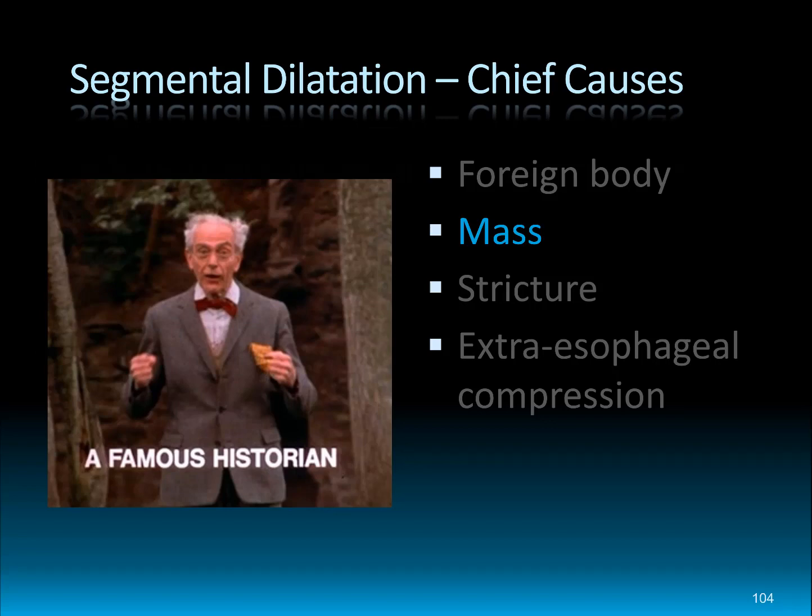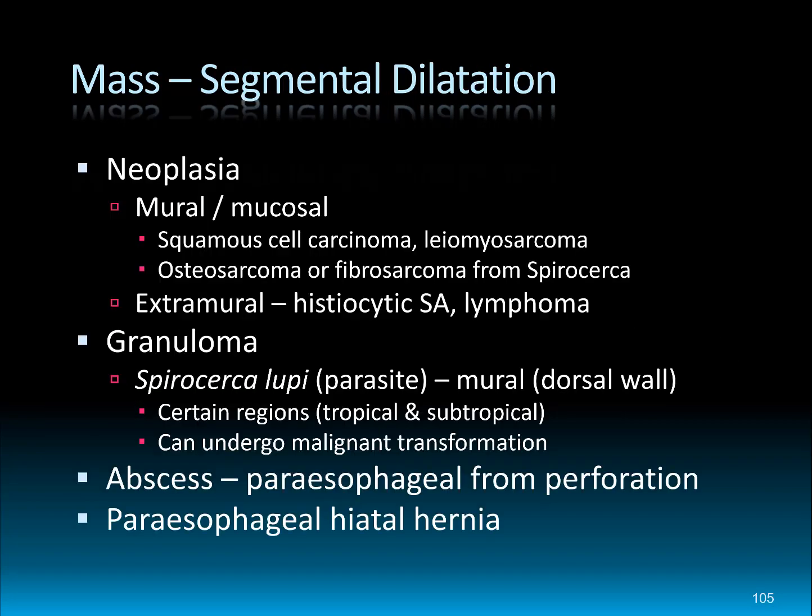So I alluded to masses as another cause of segmental dilatation of the esophagus, because they can look like foreign objects, and so now we need to talk about those at least a little bit. When I see a mass of the esophagus, I'm always concerned about neoplasia. If it's a mass that looks like it's extending from the esophageal wall, whether that's deeper in the wall or the mucosal part, I think about squamous cell carcinoma, so more mucosal, and leiomyosarcoma, deeper muscles of the wall. You can also get osteosarcoma or fibrosarcoma in patients who have spirocerca lupi, so dogs who have spirocerca lupi granulomas that then undergo malignant transformation.